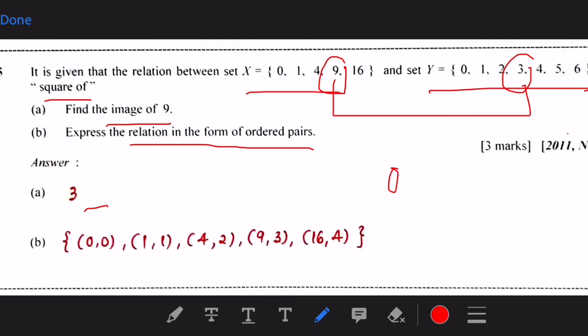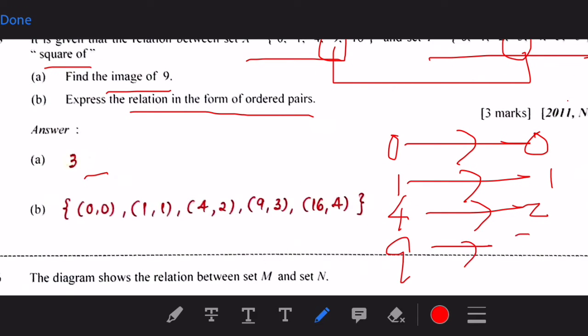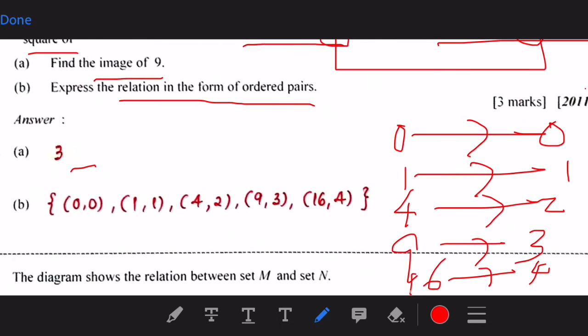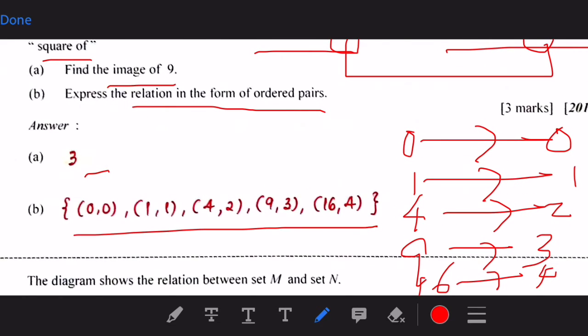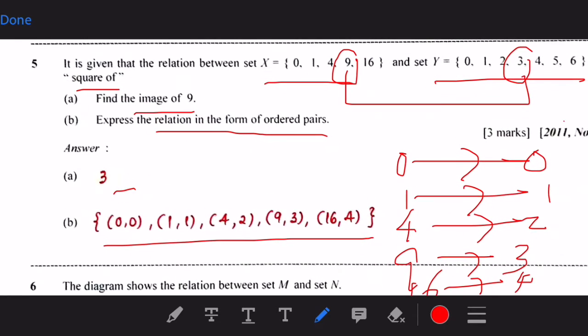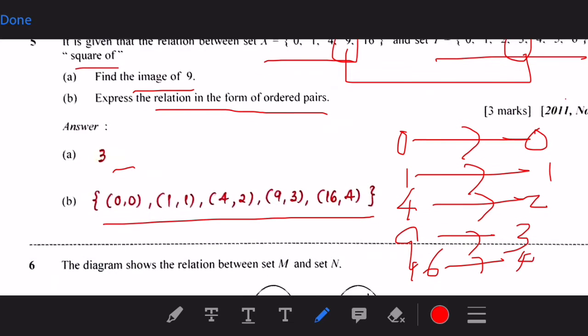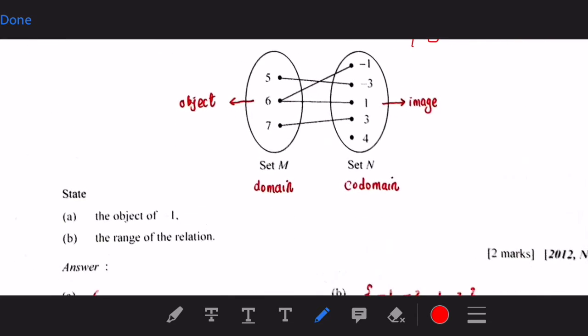So that means if 0 maps to 0, and then 1 maps to 1, and then 4 maps to 2, and 9 maps to 3, 16 maps to 4. So we can say that the relation in the form of ordered pairs is like this. Okay, we list out the ordered pairs. So alright, it is actually the square of 0 is 0, square of 1 is 1, the square of 2 is 4, right? So let's proceed to the next one.